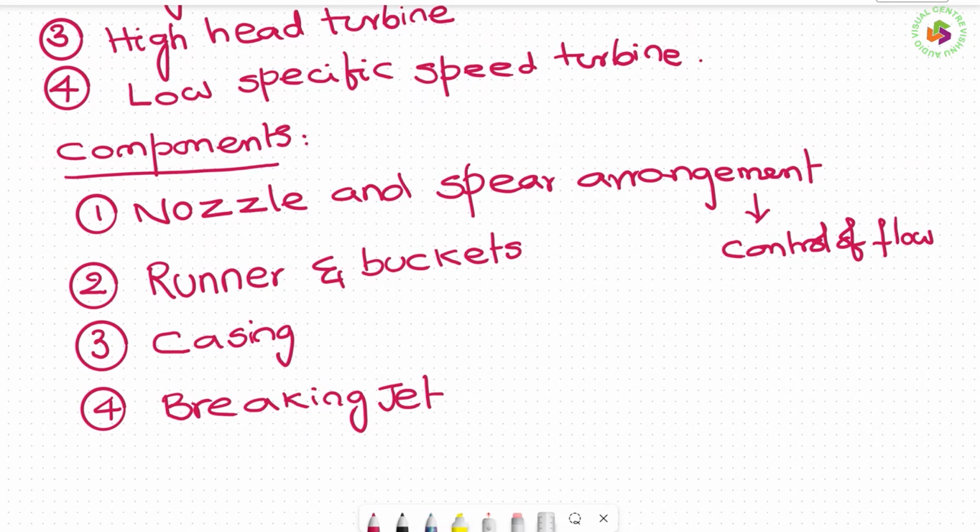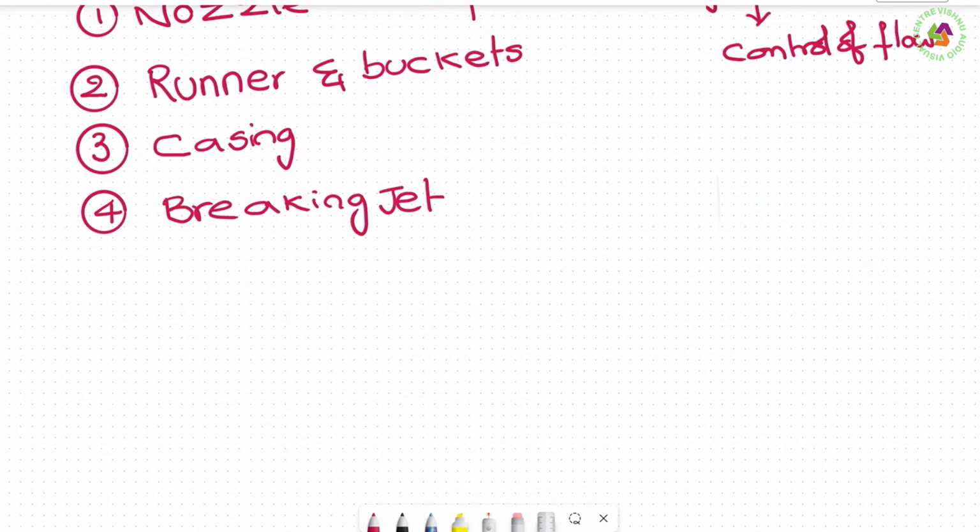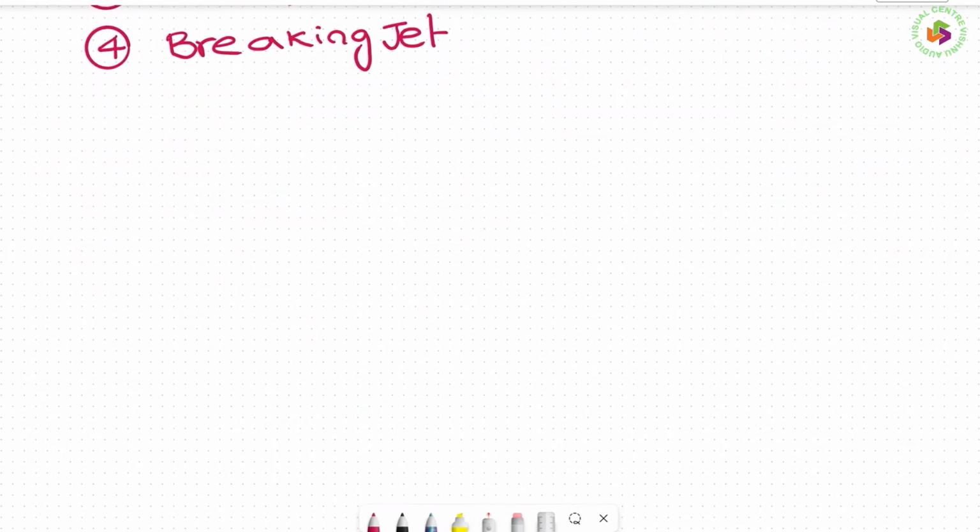But the problem is, even when there is no flow onto the runner, the runner will still be rotating at a very high speed and takes a long time to stop. So that is why the braking jet is a jet which is sent in the opposite direction to the regular rotation of the runner, so that the runner will be brought to rest in no time. So these are the four important components. One after the other I will show to you.